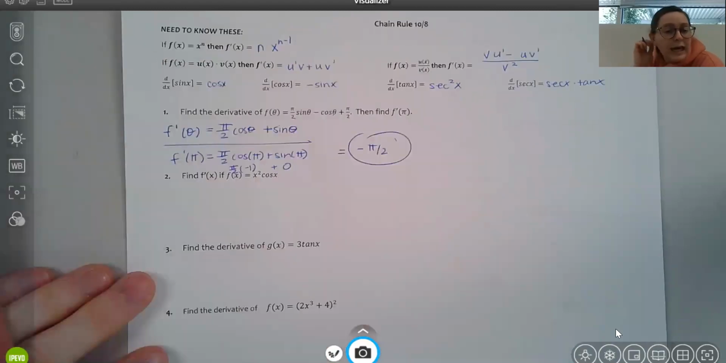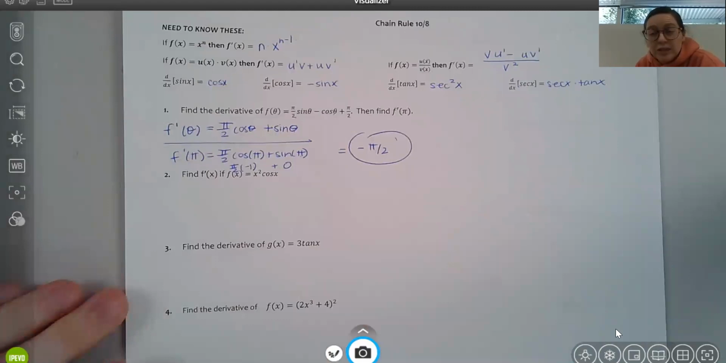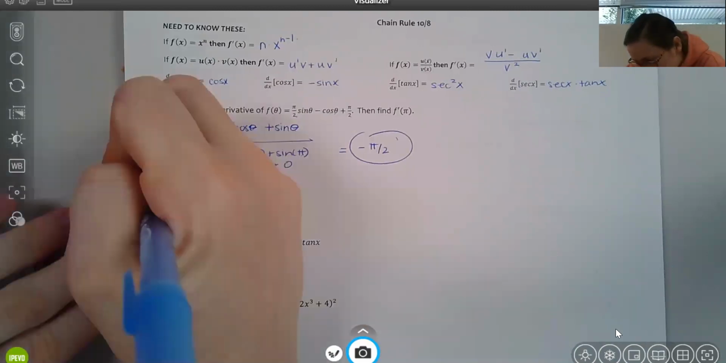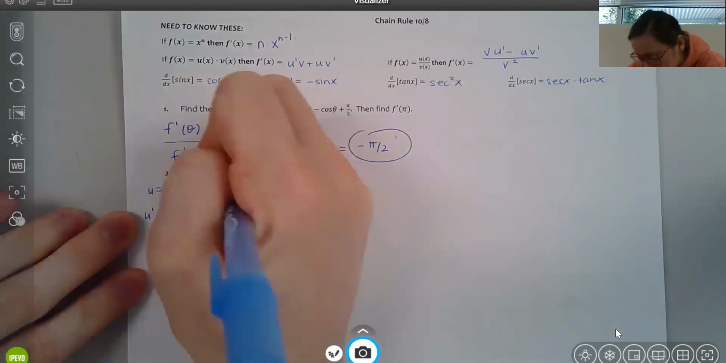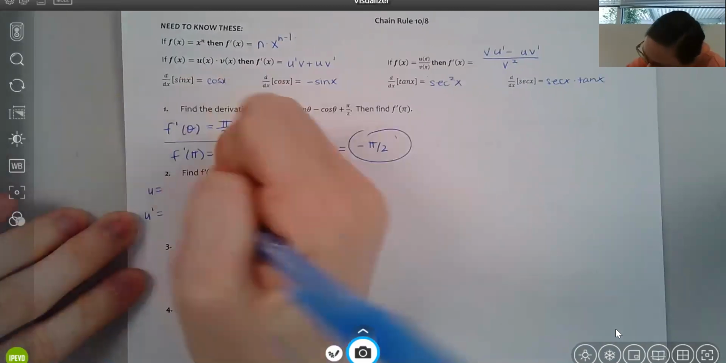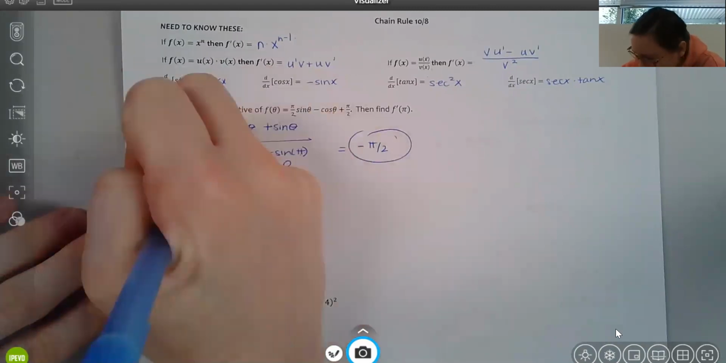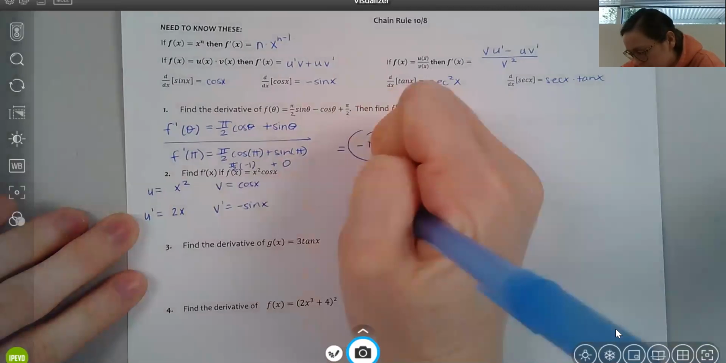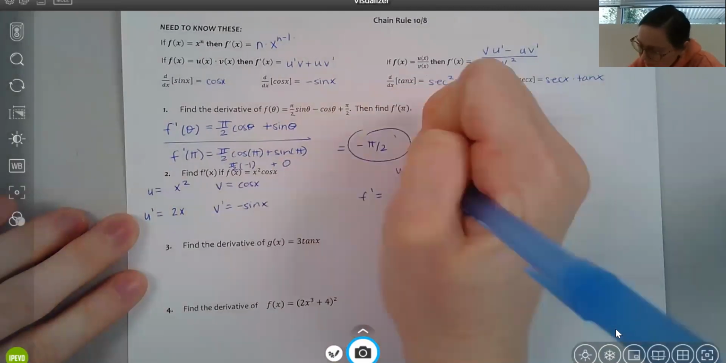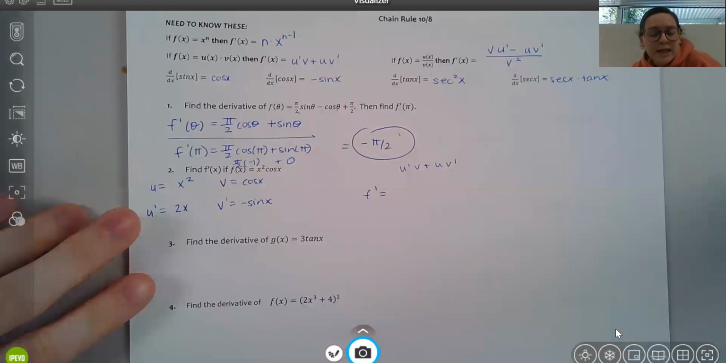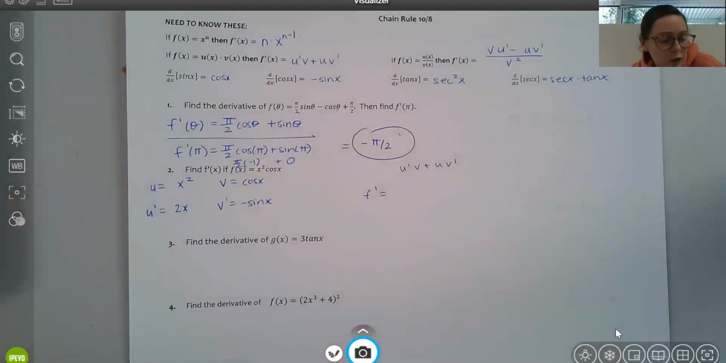Number 2, finding f prime of x. Think about, do you need to use any rule here? You can see I'm setting up my product rule. I'm identifying u and v because I have two functions multiplying that I want to take the derivative of. So you guys finish that up.